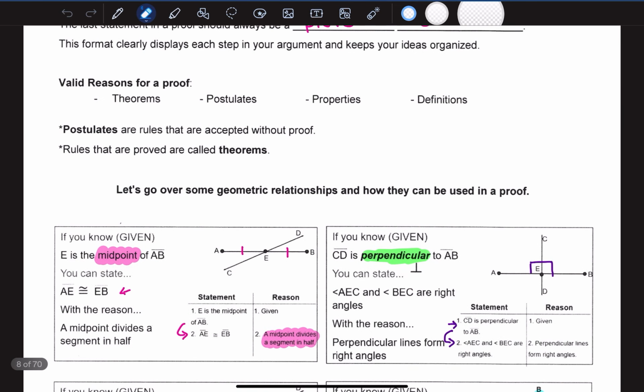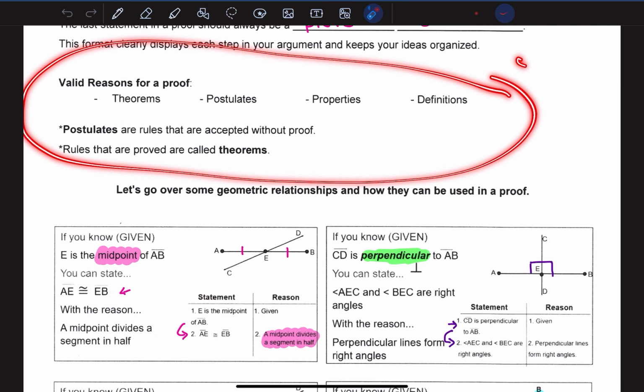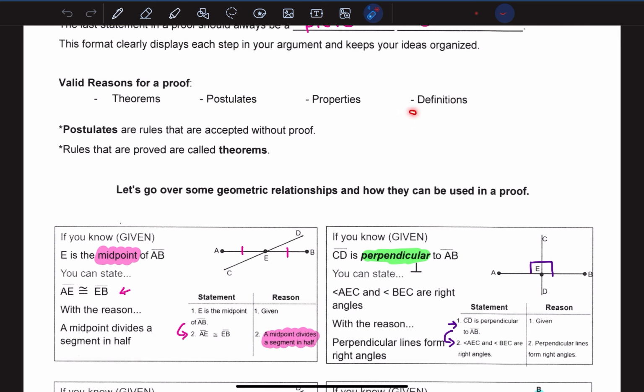So these are some of the reasons that you can be using. On the right side of the column, these are some of the reasons. We're going to be using a lot of definitions, so it's important that you review the glossary at the beginning of this packet to make sure that you understand a lot of the important definitions. We're going to go over a few right now.